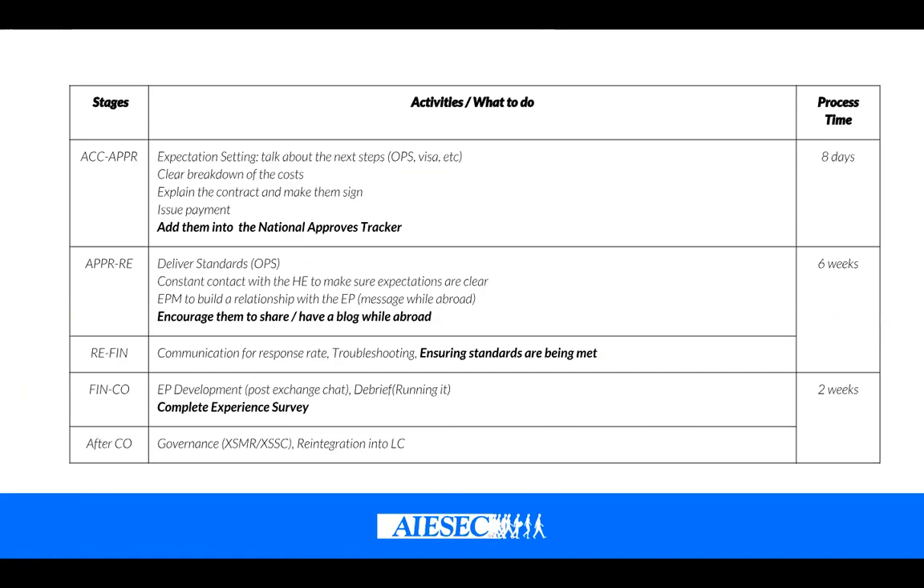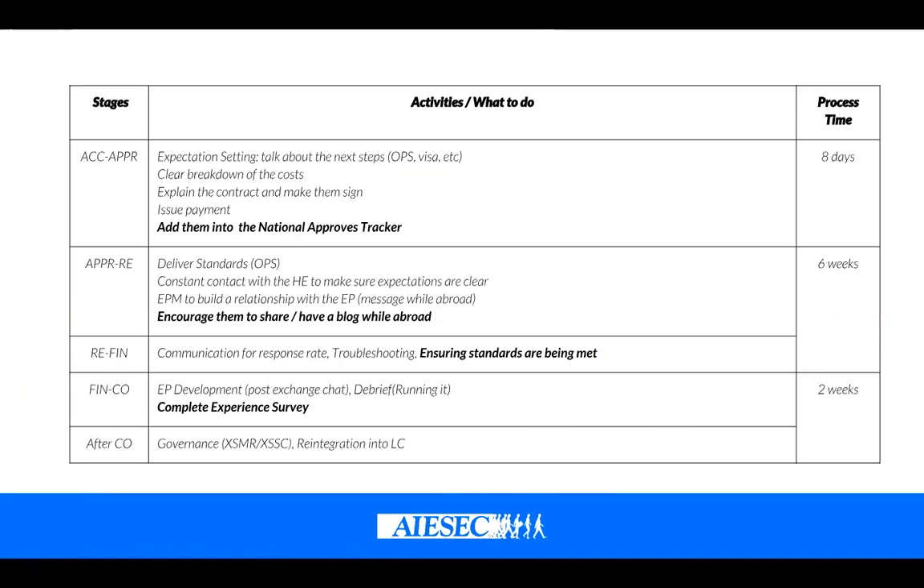We want to make sure that we have constant contact with the host and also the exchange participant to really build that relationship with them, to really make sure that we're delivering the experience that we are promising them, making sure we're starting to really document the experience of our exchange participant. And usually they will go on to a project for 6 weeks. That's why the process time there is 6 weeks.